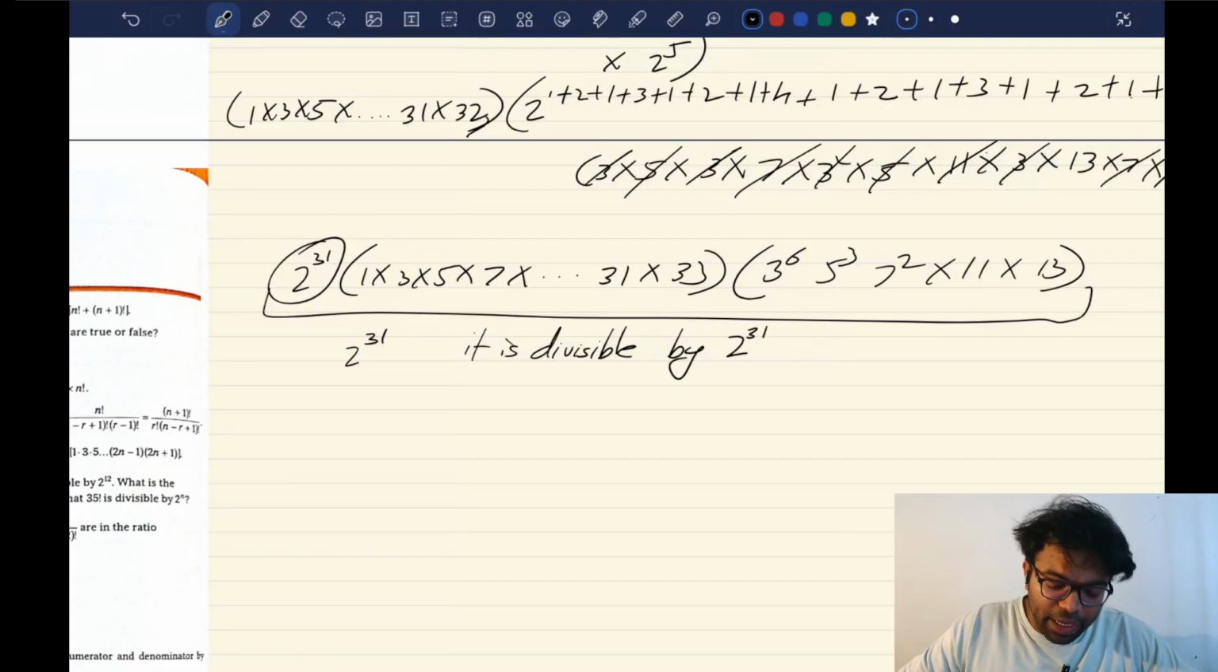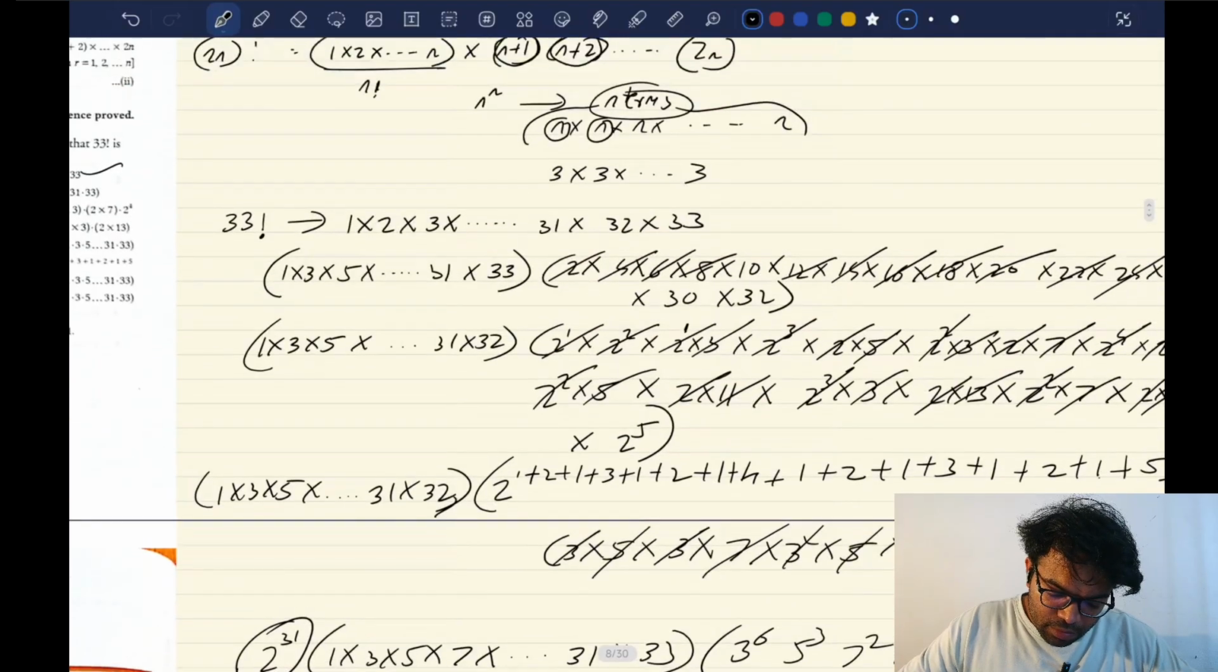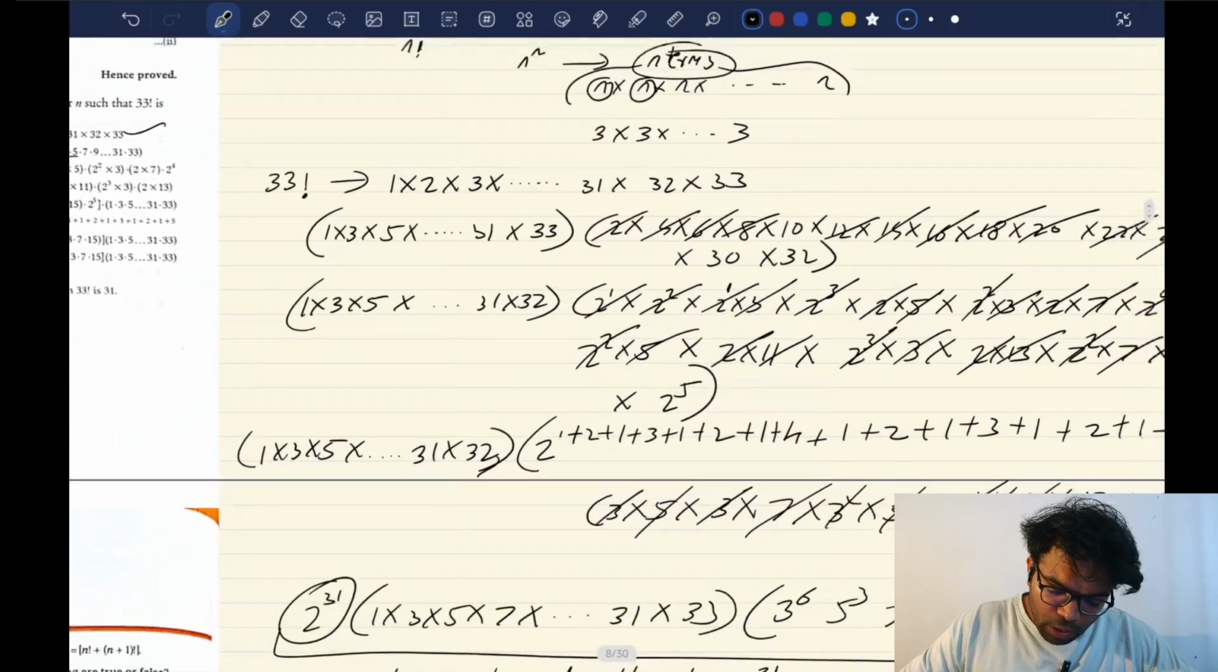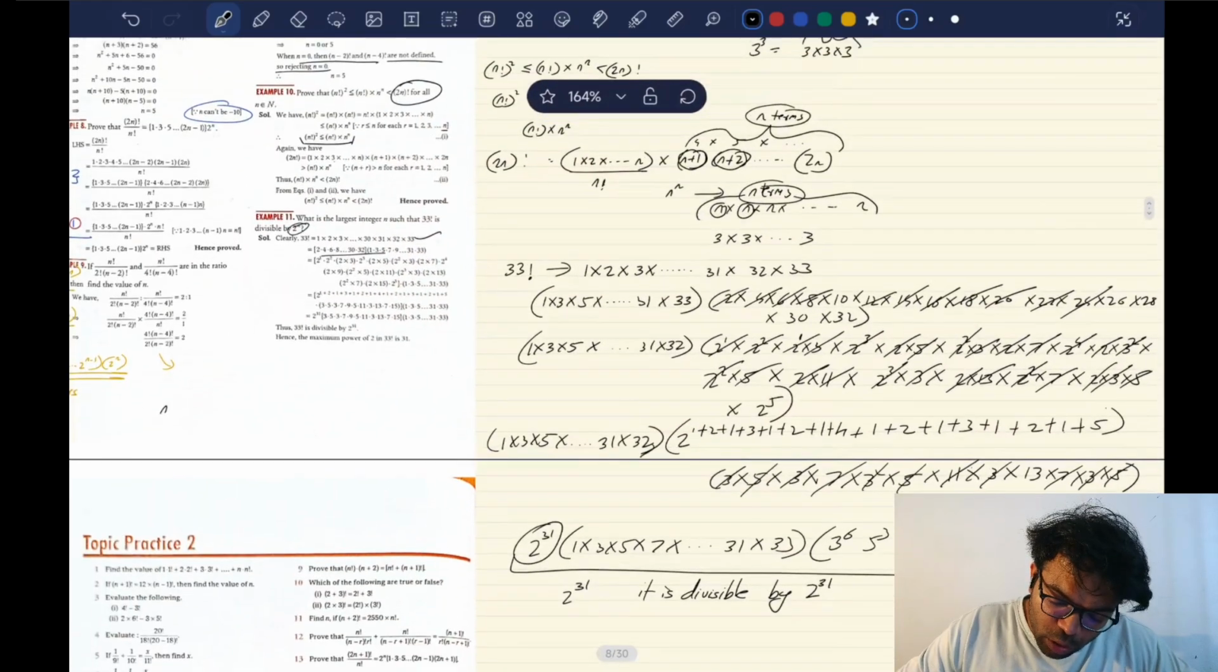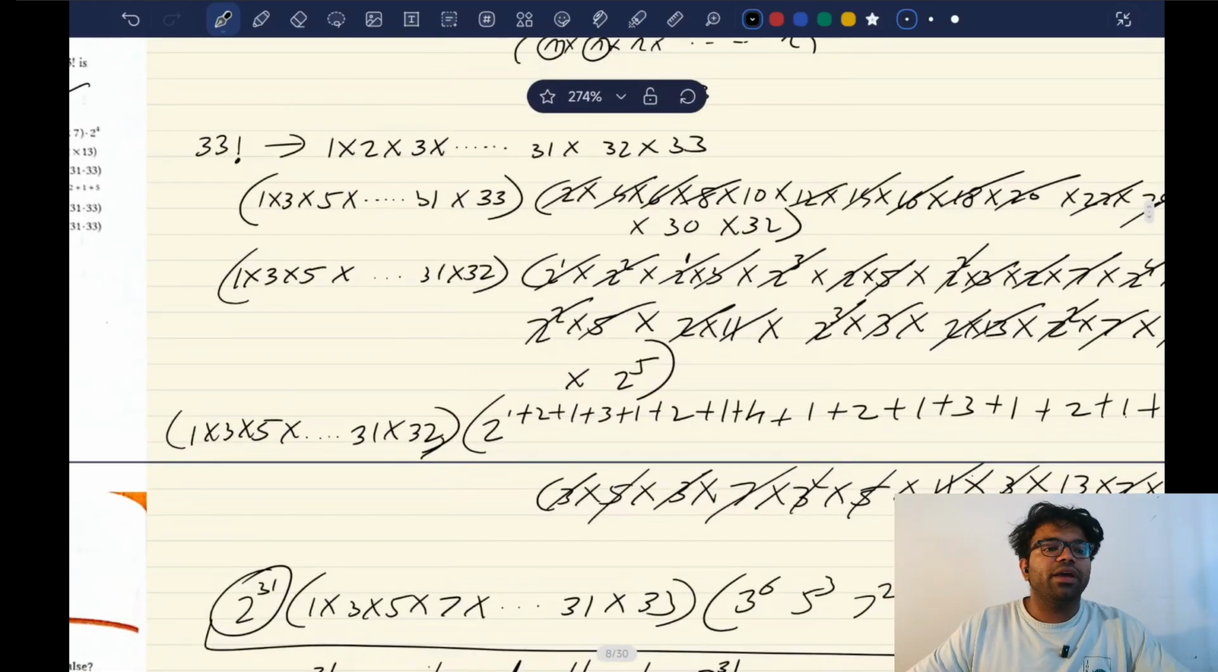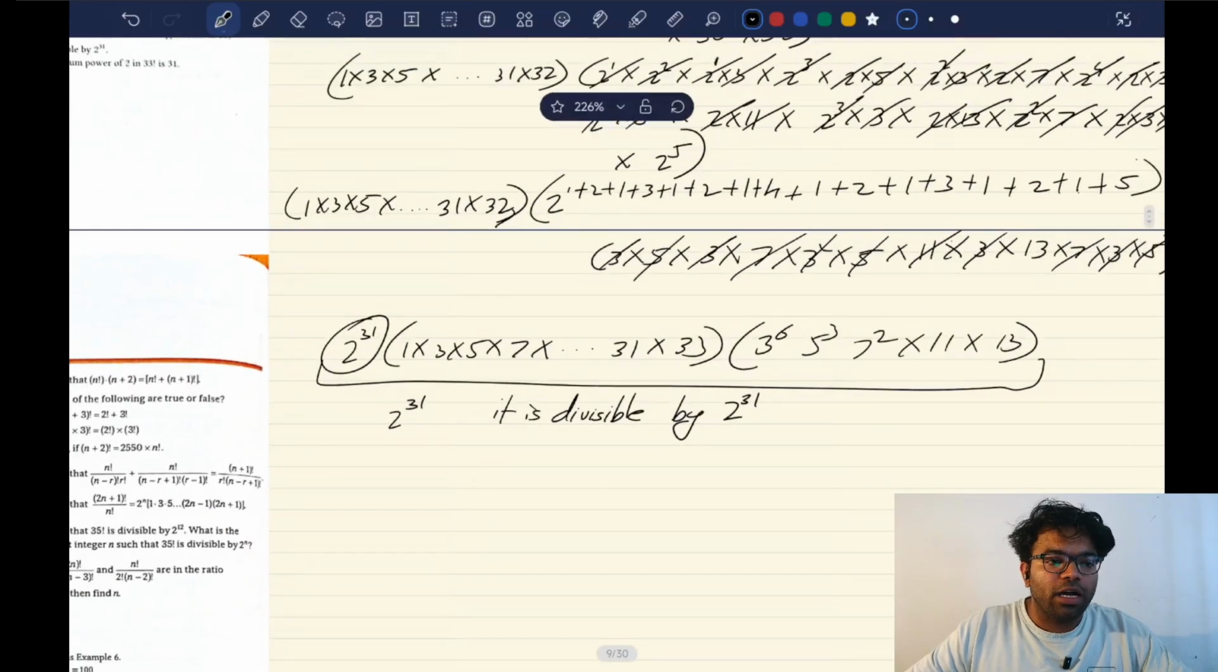Did you understand the logic behind this question? Okay, you have to explain this. You have to show that the calculation is actually coming out to 2 to the power of 31. You can't just leave it there. Understood?